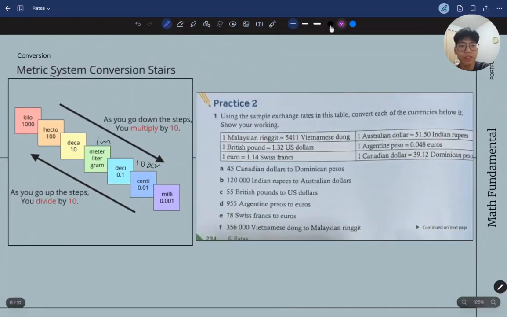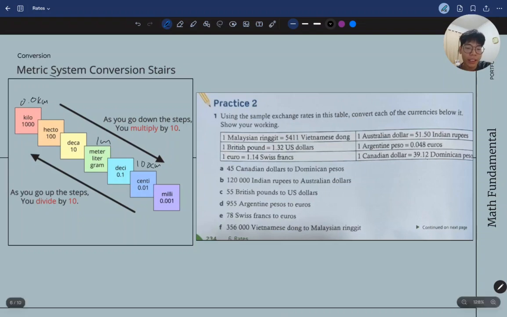Conversion. I guess most of you already know what a metric system conversion is. When there's 1 meter of length, or a ruler, you can change that to 100 centimeters or 0.01 kilometer. We have learned how to convert those things, and in rate, we use the exact same thing.